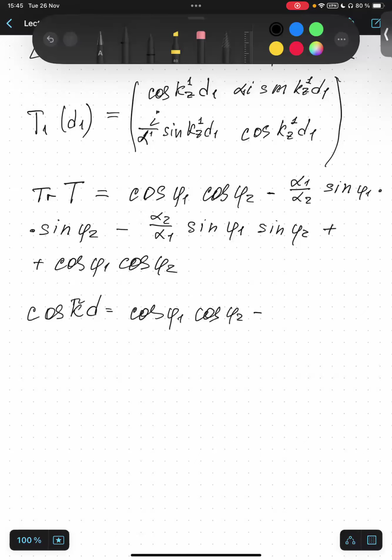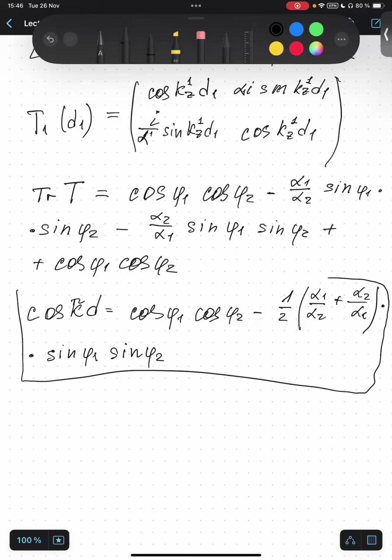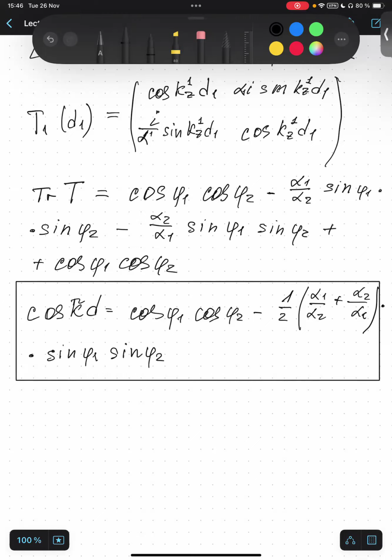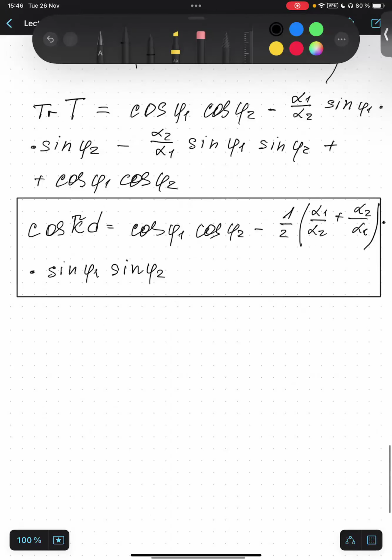Minus 1 over 2 times alpha 1 over alpha 2 plus alpha 2 over alpha 1, multiplied by sine phi 1 sine phi 2. So this is our final dispersion relation, which gives us information about omega and k.